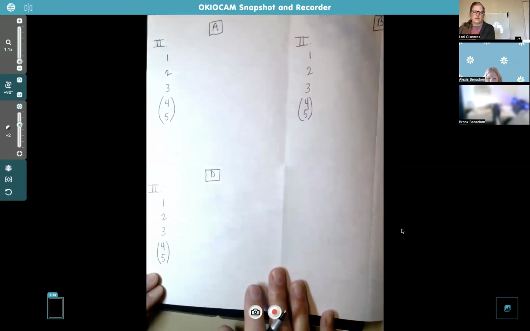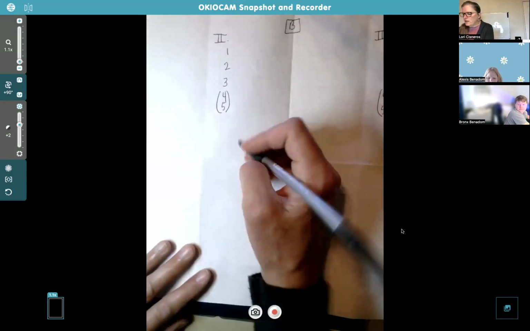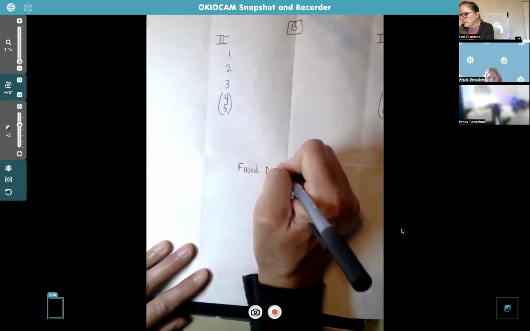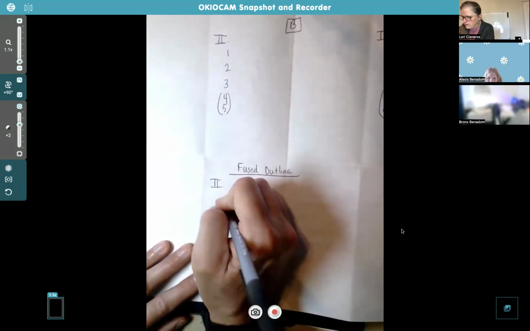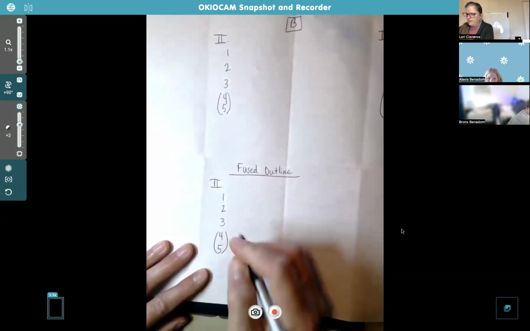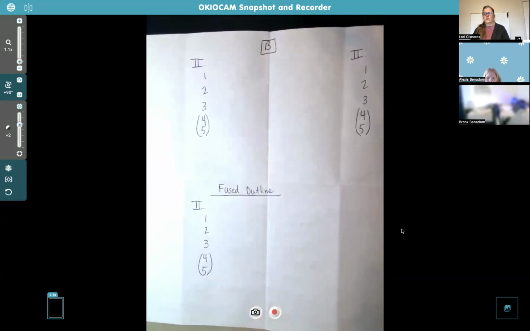I know I'm going kind of fast, but I'll give you guys time to do this. And then in the middle under B, that's where the fused outline goes. So we're basically just setting this up for the second paragraph. There we go. Are you working on it, Alexis? Okay.